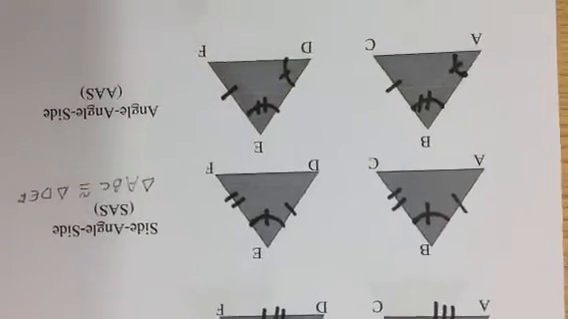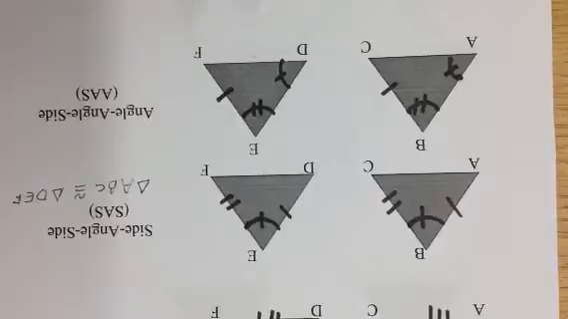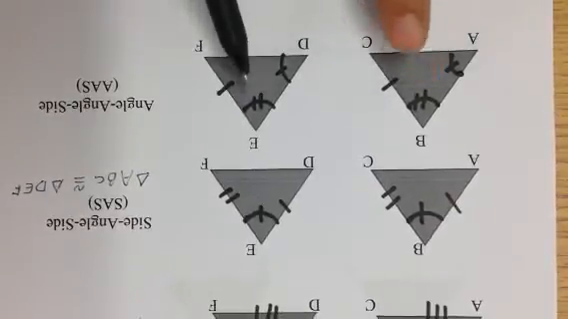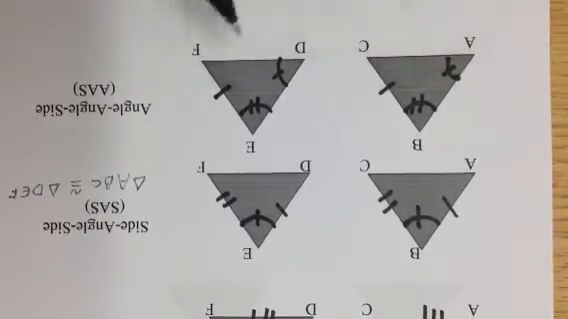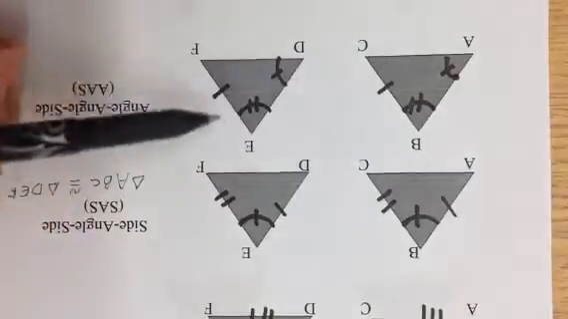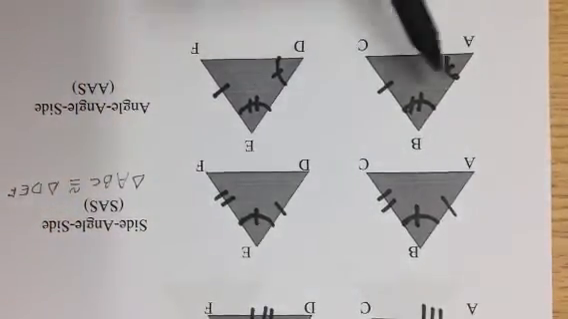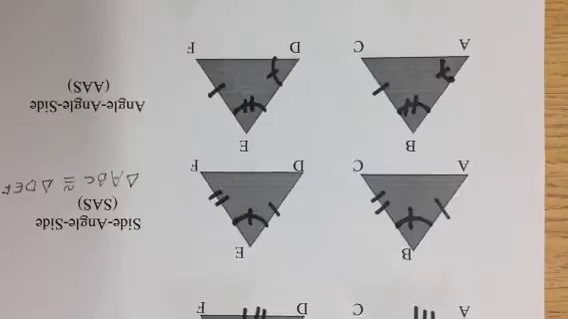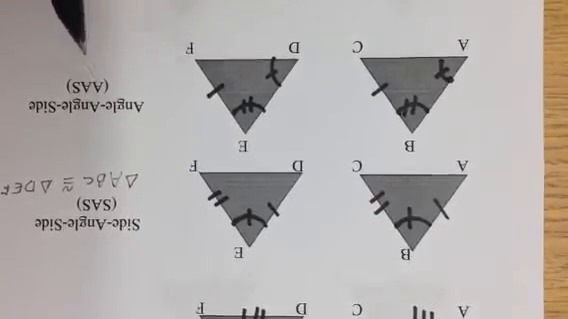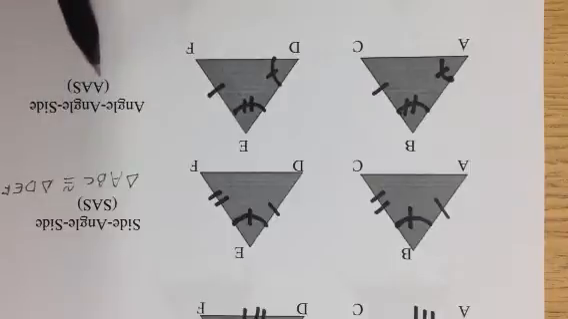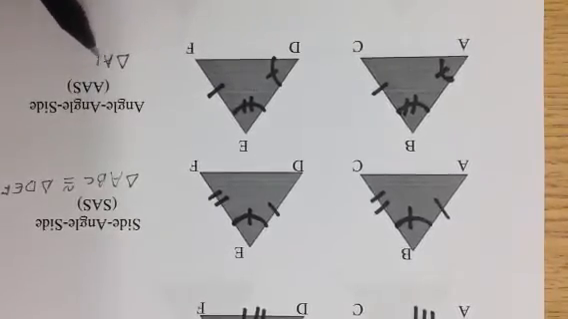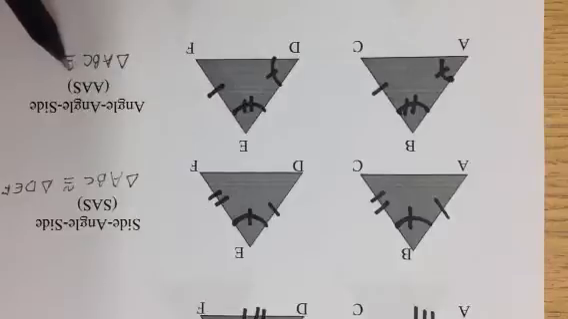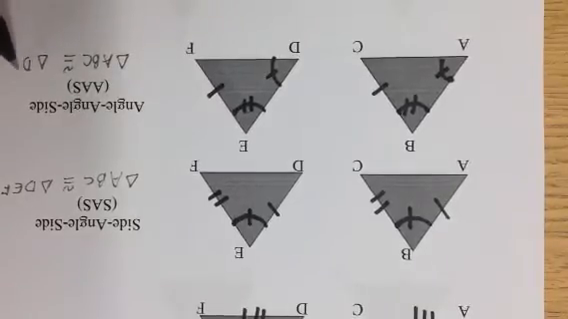And lastly, let's take a look at this limited amount of information that they give us. Angle, angle, side. The corresponding angles D and A, E and B, and then the corresponding side, BC and EF, are congruent. If you can show that those are congruent, then the triangles are congruent. In other words, this is angle, angle, side, and this is the abbreviation AAS. If you can show that this is the situation, then triangle ABC is going to be congruent to triangle DEF.